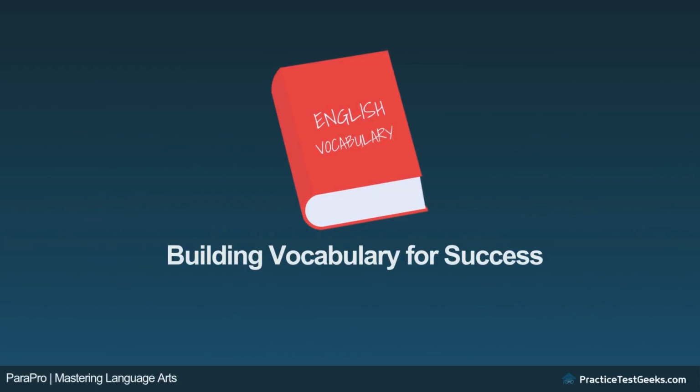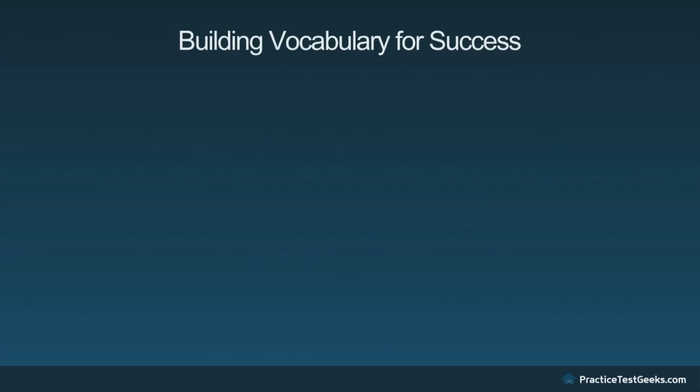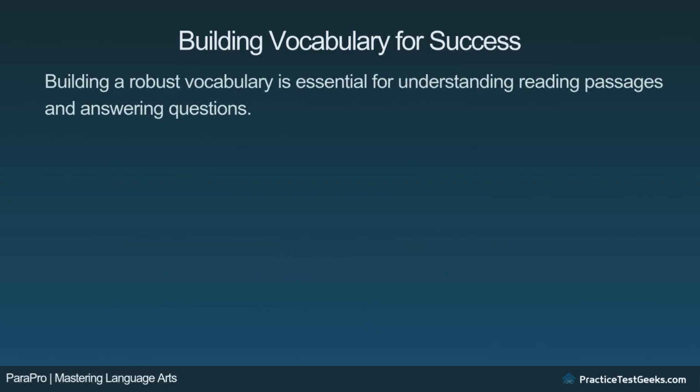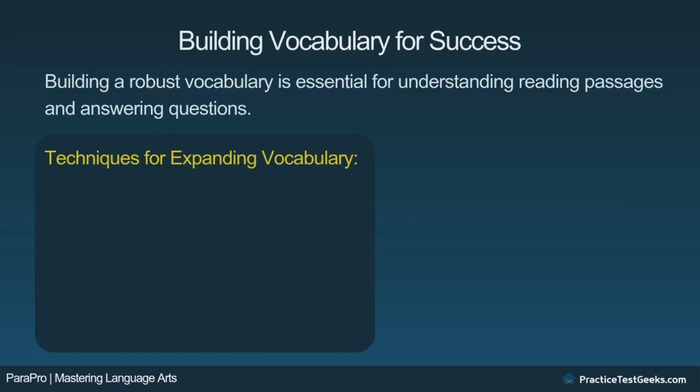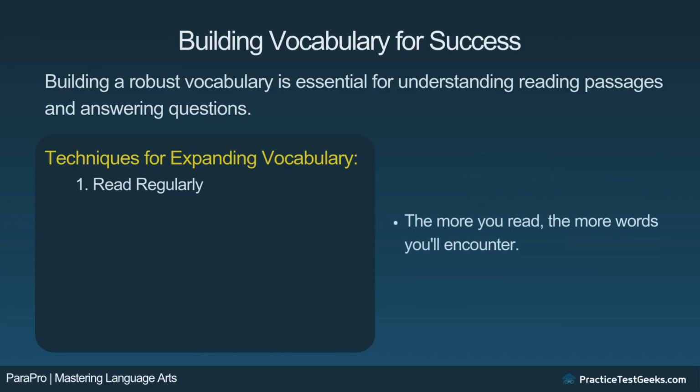Building vocabulary for success. Building a robust vocabulary is essential for understanding reading passages and answering questions on the ParaPro assessment test. A larger vocabulary enables you to grasp more complex ideas and perform better in language-based sections. Techniques for expanding vocabulary. 1. Read regularly. The more you read, the more words you'll encounter. Choose a variety of materials, including books, articles, and academic texts.